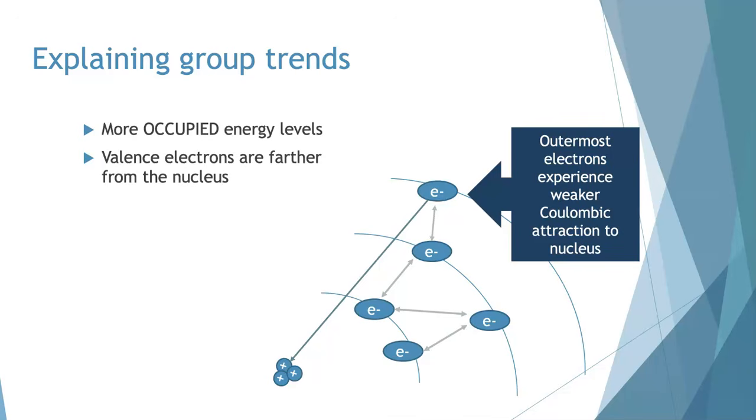Now, the College Board isn't really a big fan of talking about shielding. I don't recommend going in that route with your answer. I do want to point out that the electrons at an inner energy level don't have much of an effect on each other. The main effect really is that the outermost electrons are farther away from the nucleus. They feel a weaker attraction.